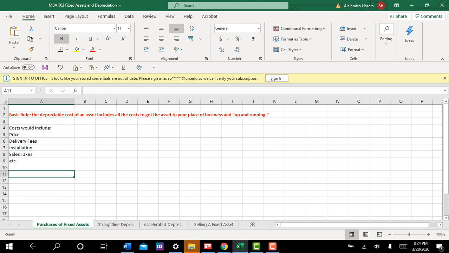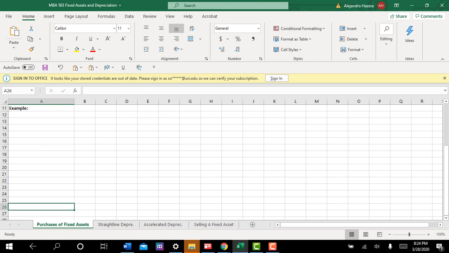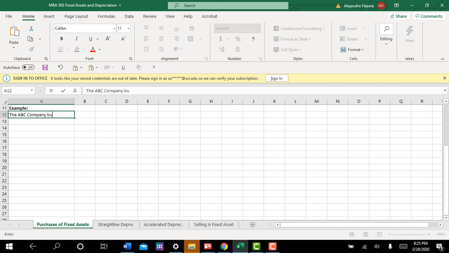So we'll go down here. Example. I'll just do the example here because it's not being blocked. It's by itself. Let's just say that the ABC company buys a machine. The company pays the following charges.